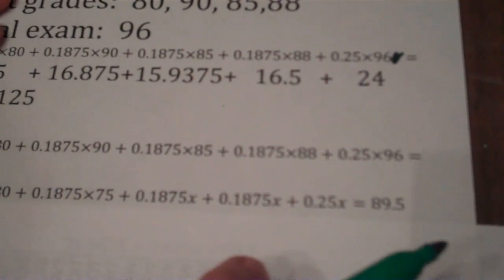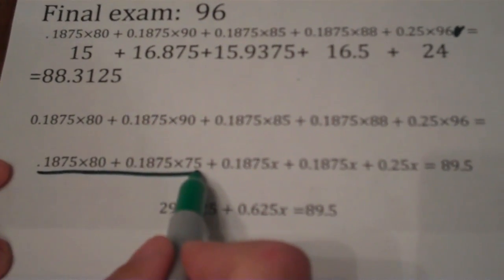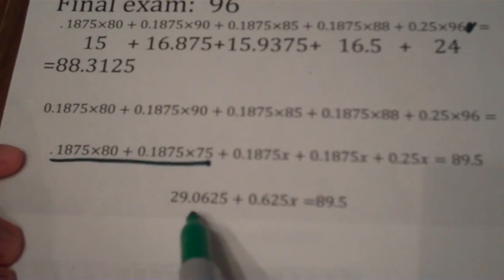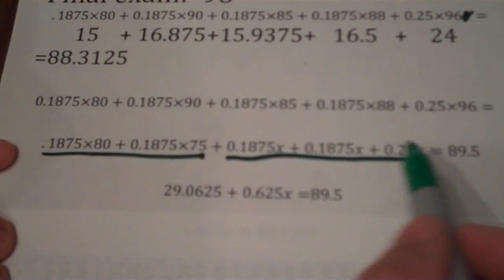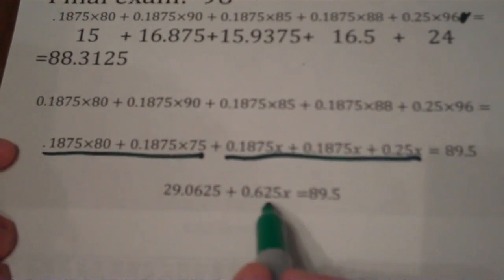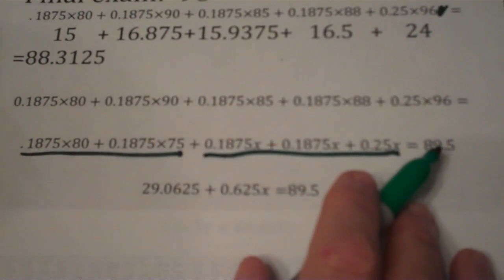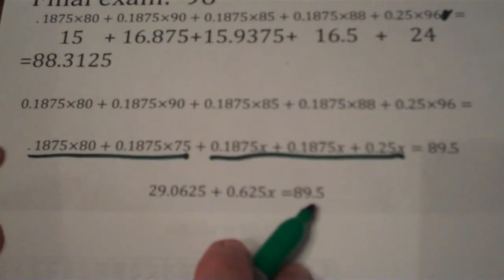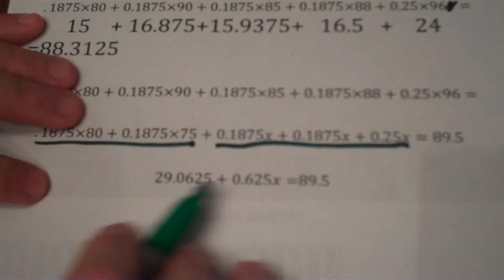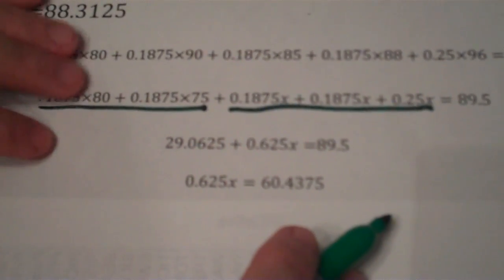Now let's just solve it algebraically. Performing the actual calculation, if I take just the arithmetic and do the calculation here, I get 29.0625. Combining my like terms leaves me with a total of 0.625x. Again, the total grade, don't forget, I forgot to mention that, was supposed to equal 89.5. So of course that's what I want the whole thing to add up to. To solve this, I'll subtract my 29.0625 from both sides of my equation.